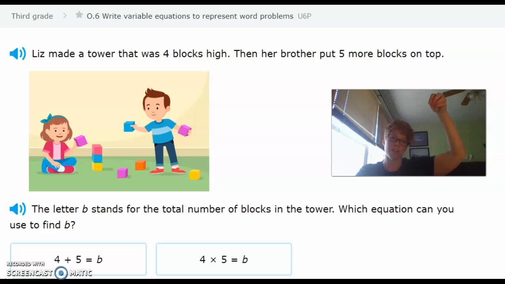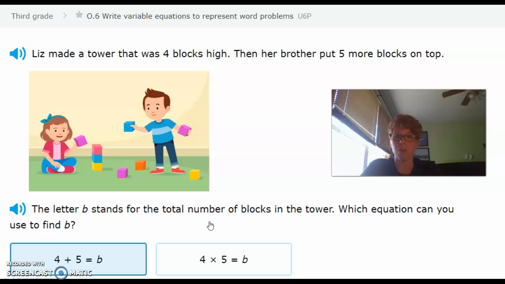He just added 5 more at once. Well, to me, that's 4 plus 5. Do we have that answer down here? Yes, we do. 4 plus 5 equals B. Very good. Now, you will use this strategy in the next activity.